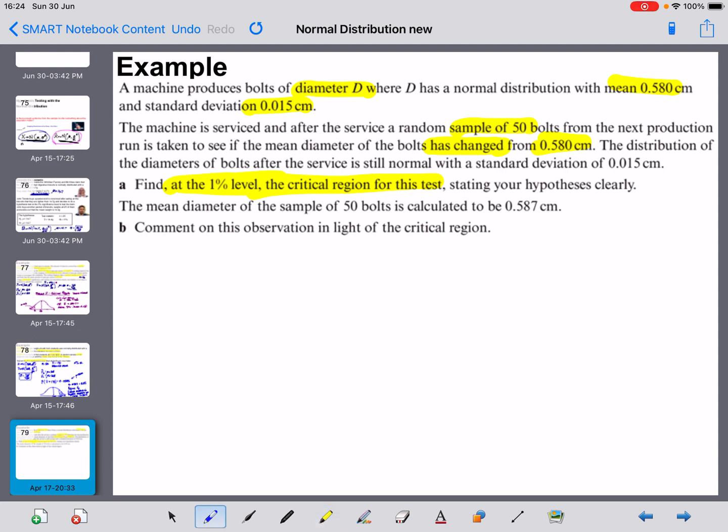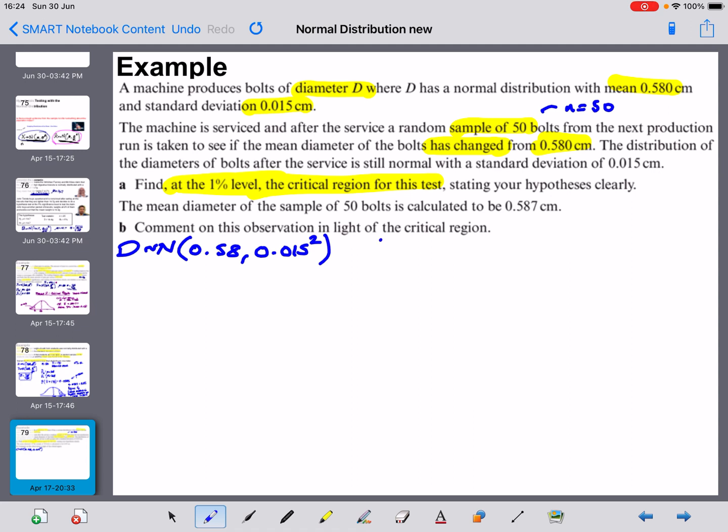Okay, so D, it says, D is normally distributed with a mean of 0.58 and a standard deviation of 0.015. We've got a sample, so n is 50. Okay, and we're asked to work out the critical region. So we've got no observed value yet, so we're asked to work out the critical region.